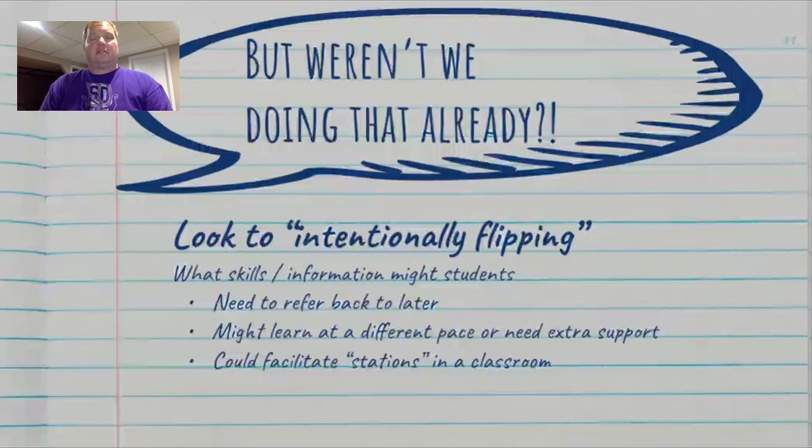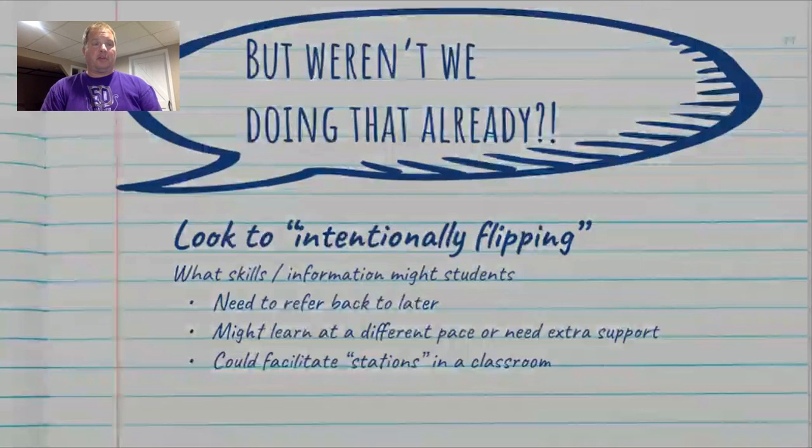So with this idea of flipping the classroom, what I would consider us looking at, especially with that SAMR model, is intentionally flipping certain things. What skills or information might the students need to refer back to later, or need help, or maybe have to learn at a different pace? This could help at the middle school or high school level, something that elementary school teachers are good at, stations with different tasks and different skills.